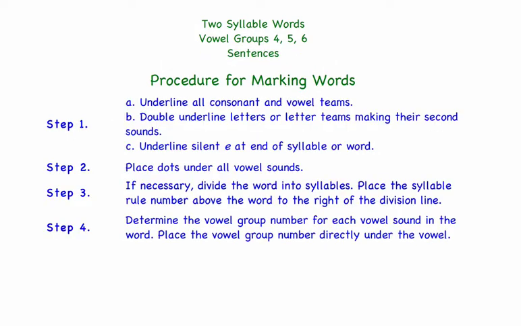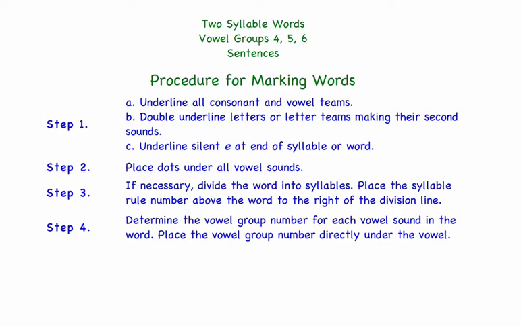Finally, we have a specific marking procedure we use to analyze words after we've spelled them, so that you can train yourself to look for all the relevant phonetic components embedded within the word. First thing you would do after you've spelled the word is to look for any teams and underline those teams. And then if a letter represents its second sound, you double underline that letter, or letter team for that matter. And if you have a silent E, you underline the silent E at the end of the word.